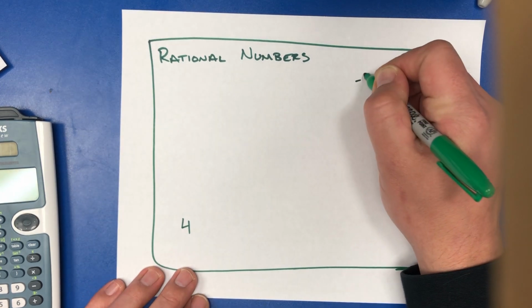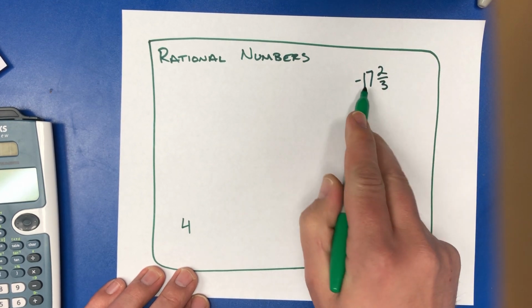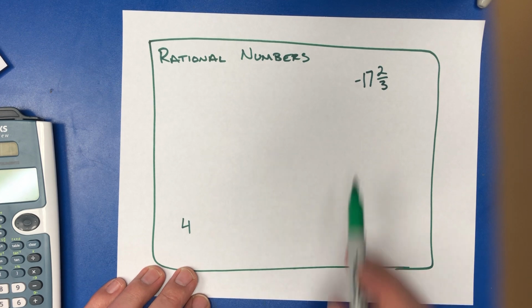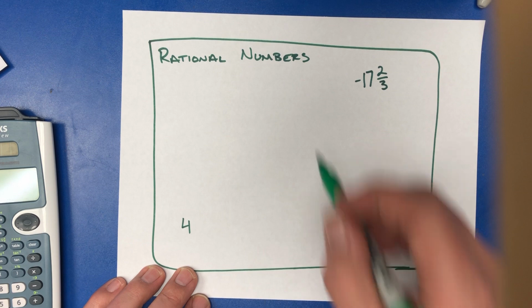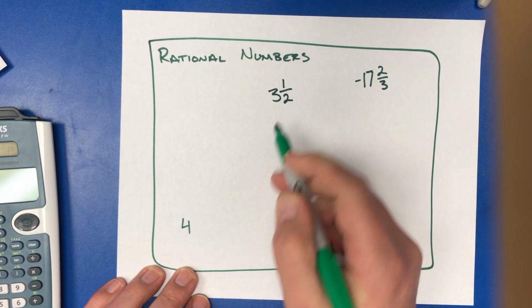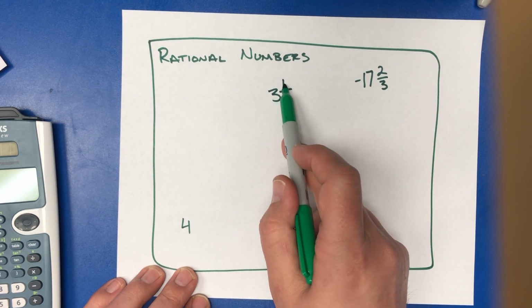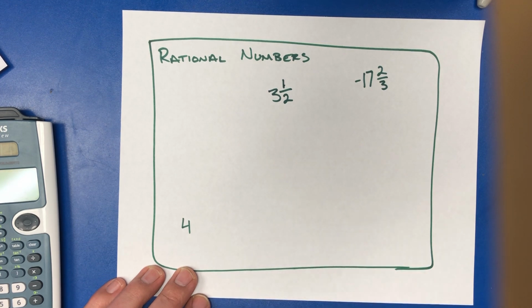I might have negative 17 and 2/3. That's a negative mixed number even. That can be written in A over B form. I'd have to make this into an improper fraction rather than a mixed number. I could have a positive mixed number and do it the same way. 3.5. As an improper fraction, 3 times 2 is 6, plus another half is 7, so that's 7/2. 7 over 2 is A over B form.